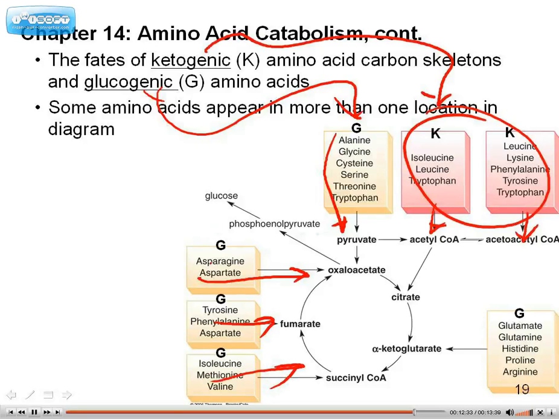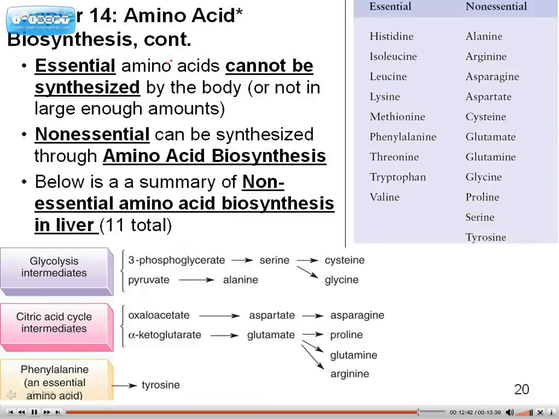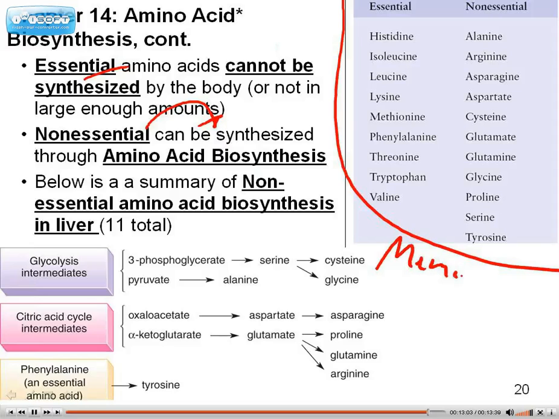You're responsible for giving examples of the differences between ketogenic and glucogenic amino acids. Just as we have essential and non-essential fatty acids, we also have essential and non-essential amino acids. Non-essential being ones we can naturally synthesize. Essential we cannot, so we need to get from our diet. So you are responsible for putting these on your cheat sheet, aka memorizing them.